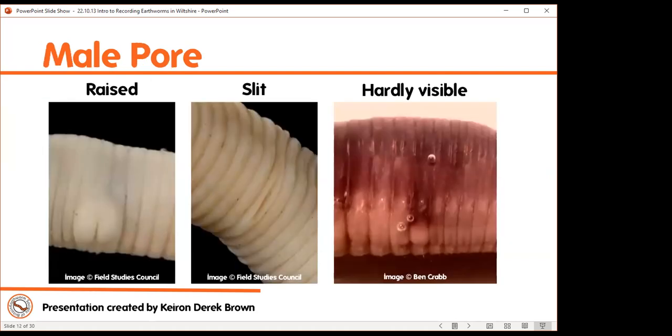The male pore, we're really just looking at what segment that's on. It's usually on most British species on segment 15. Occasionally it's somewhere else depending on the species. And that's this slit. It can be quite variable. On some it almost looks like it's swollen like this, which we call raised. Sometimes it just looks like a slit. And on this one here, I think it's here, but you can hardly see it. Down a microscope, that would be very difficult to see.